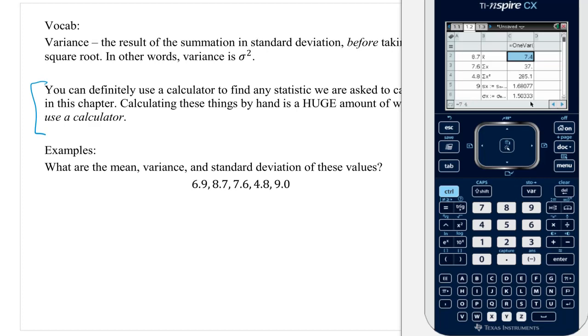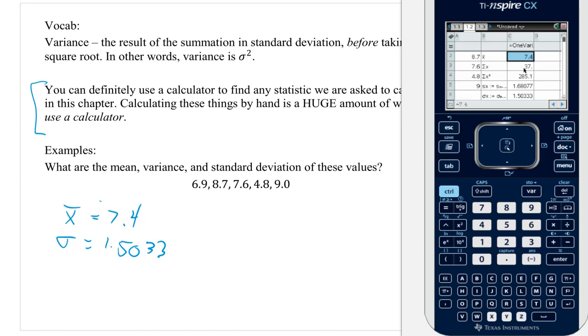So now we just have to find the information that we're looking for. So they ask for the mean. So we have X bar, and that is 7.4. Pretty easy. And then standard deviation. So we would scroll down if we needed to, but we can see it sitting there. It is sigma equals 1.5033. 4 decimal places is probably just fine.